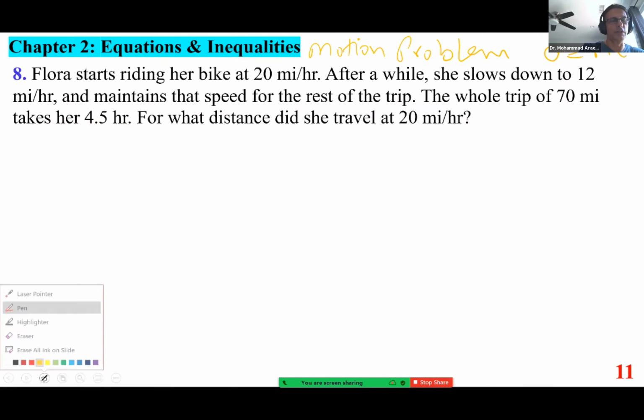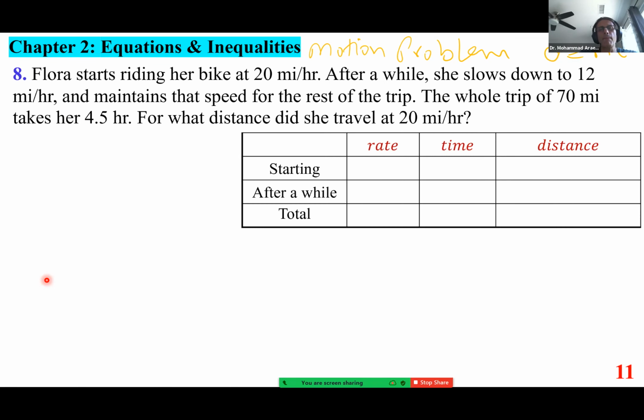D equals RT, where D is the distance, R is the rate, and T is the time. And so here's the setup you need. We're going to start with rate, time, and distance. So it starts with what? The rate, 20 miles per hour. And then goes down to 12 miles per hour. The total trip is 70 miles. So under the distance, the total is 70 miles, and the total time is 4.5 hours.